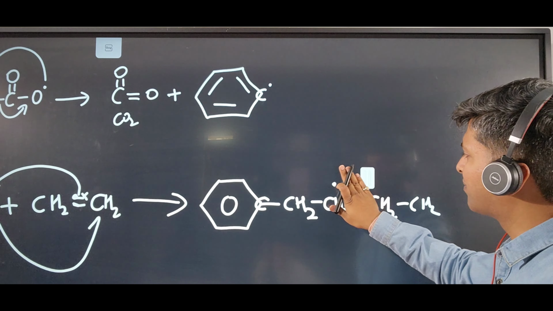It will just go on and on unless and until you add an impurity like oxygen, or else you stop the supply of ethene. Then only this reaction will stop. Otherwise it will continue to proceed. It is difficult to control this reaction, and this is what will form polyethene.